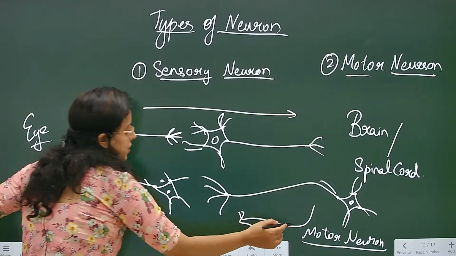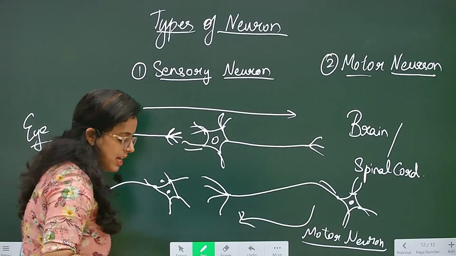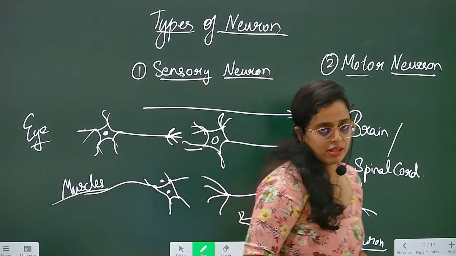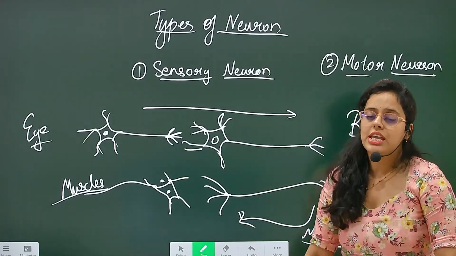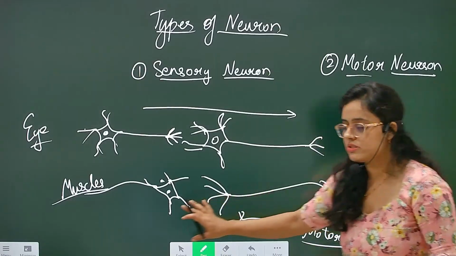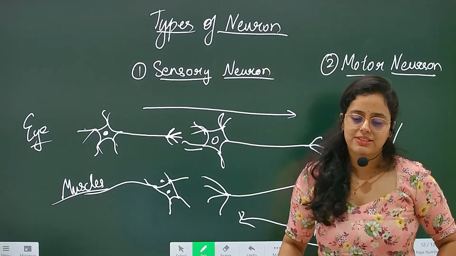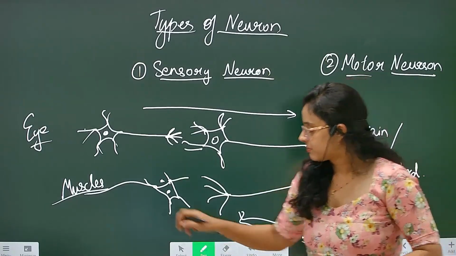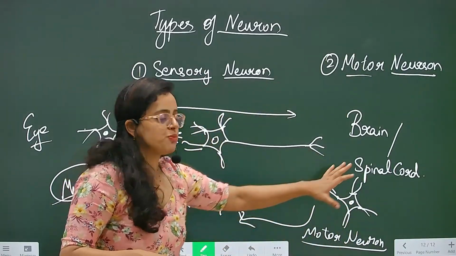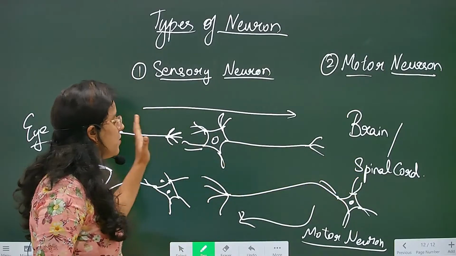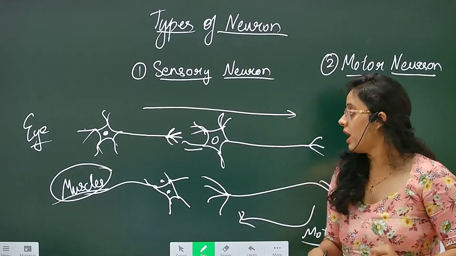Here the motor neurons are attached to the respective muscles. Suppose when you see a lion, what will you do? You will start running. So how are you going to run? Because your leg muscles are getting information from motor neurons to run, to contract and relax. As a result, you will run with speed. So the motor neuron gives a response from the brain, and the sensory neuron sends signals to the brain or spinal cord. So these are the sensory neuron and motor neuron.